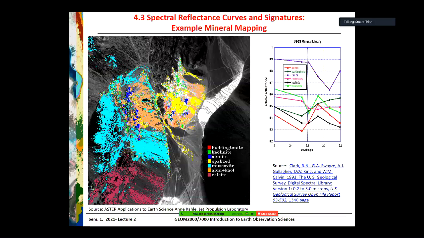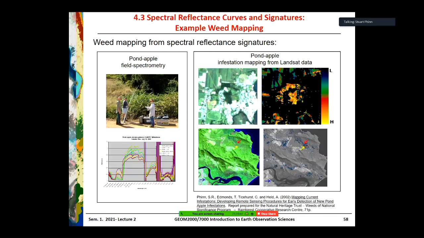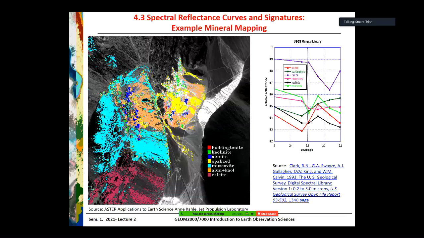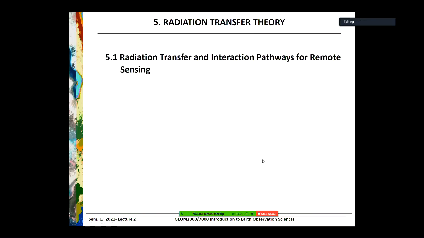Taking this another level with the minerals mapping, with the weed detection, and also with the koala feed trees, is rather than just the presence or absence of a feature, to estimate how much of it's there as well. And that can also be done from the spectral signatures.